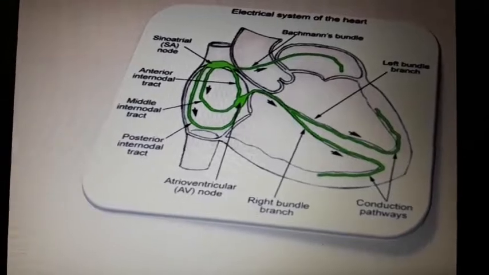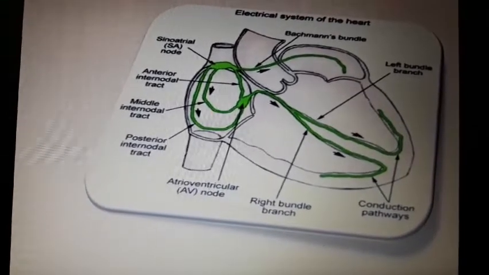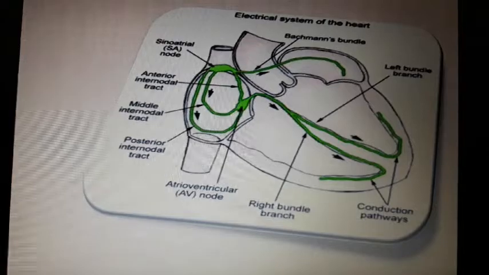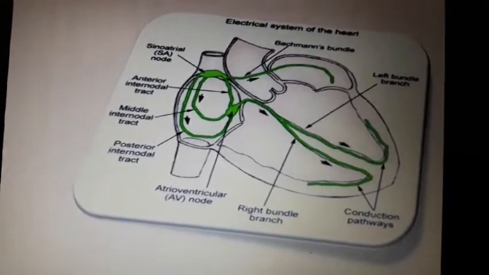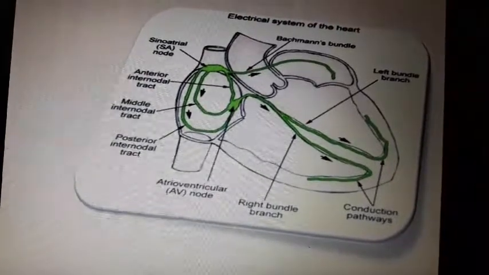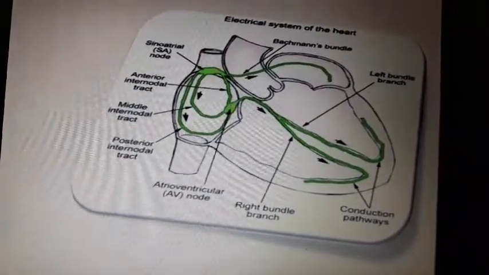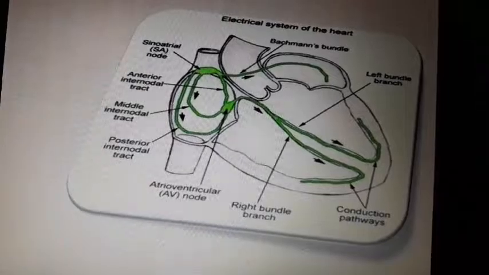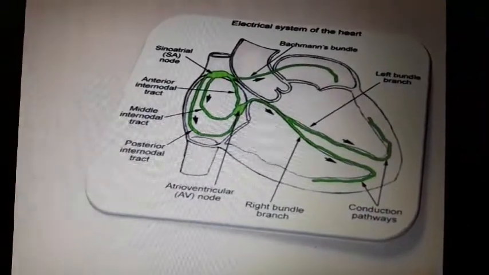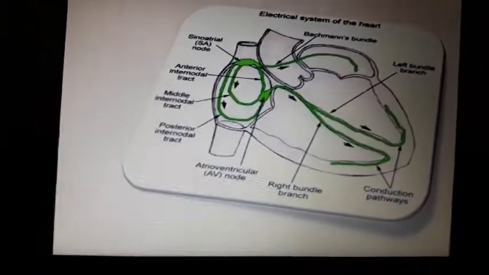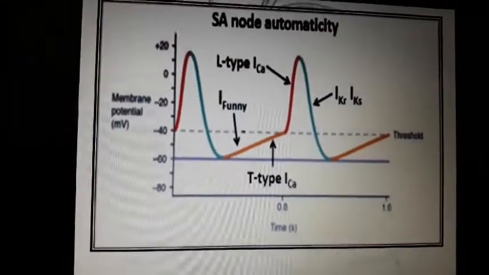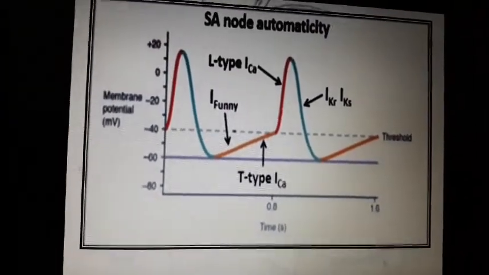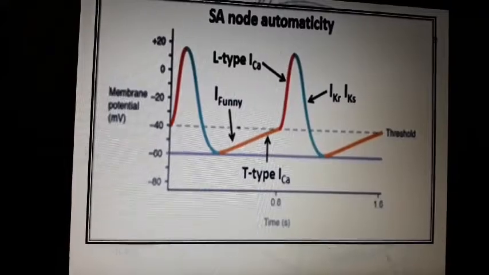But today we are discussing the pacemaker potentials, that is the action potentials generated by the SA node primarily. The special thing about the SA node is that it does not require any external stimulus or external nervous innervation for its functioning. Because of its property of autorhythmicity, it can generate the action potentials by itself. This is the graph for the pacemaker action potential.